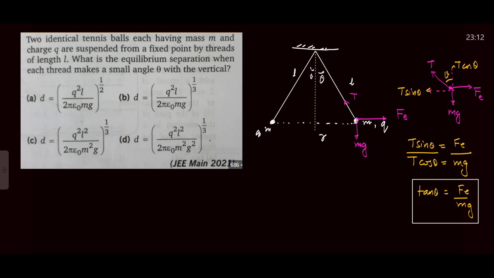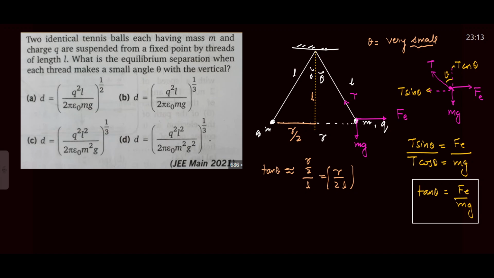Now tan theta we can also calculate from the triangle. If you see the triangle here, this distance is r by 2, this angle is theta, and the length is approximately L, because theta is very small. So tan theta is approximately r by 2 upon L. This approximation is very important. Only if theta is small can we write this, otherwise we cannot. So tan theta is equal to r by 2 upon L, or we can say r upon 2L. This is tan theta.